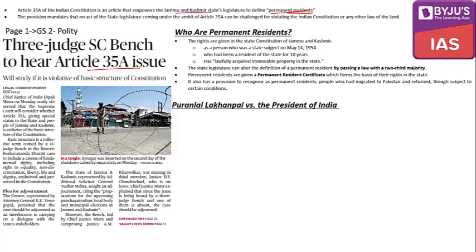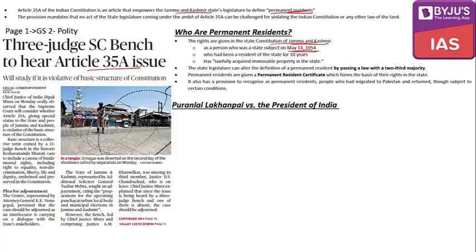It says that the rights of permanent residents are actually given in the state constitution of Jammu and Kashmir. We all know for a fact that Jammu and Kashmir has its own constitution, and according to the state constitution, the permanent residents are defined. So who are the permanent residents? The first point says, a person who was a state subject on May 14, 1954. So if you are a person belonging to that particular region of Jammu and Kashmir on May 14th 1954, then you are a permanent resident.